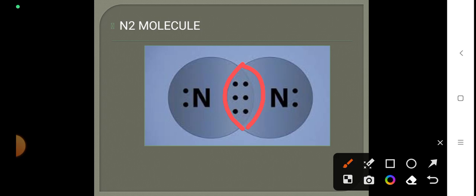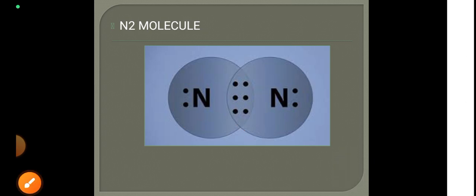So when you count the total number of electrons around each nitrogen, it should be 8. Here 2 plus 6, 8. Similarly, the adjacent nitrogen 2 plus 6, 8. So the total number of electrons around each atom is 8, and hence it gains stability. That's how molecules gain stability. Only when they attain octet configuration do molecules or atoms attain stability.